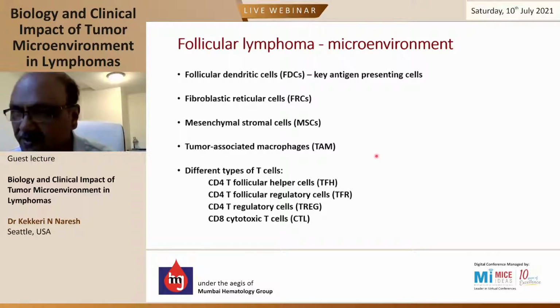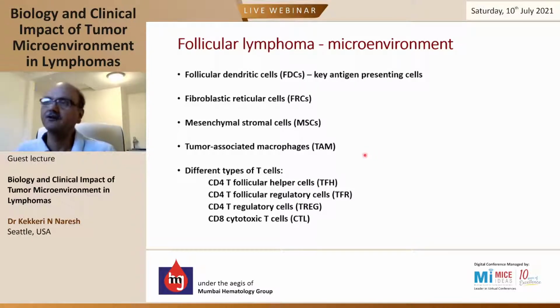So we move on to some of the examples here and to look at how these aspects that we discussed in general affect them in particular. In a follicular lymphoma, as in a normal follicle, these are some of the key players. You have the follicular dendritic cells, which are the key antigen presenting cells. Then you have the fibroblast reticular cells, mesenchymal stromal cells, and tumor associated macrophages. And you have very many different types of T cells.